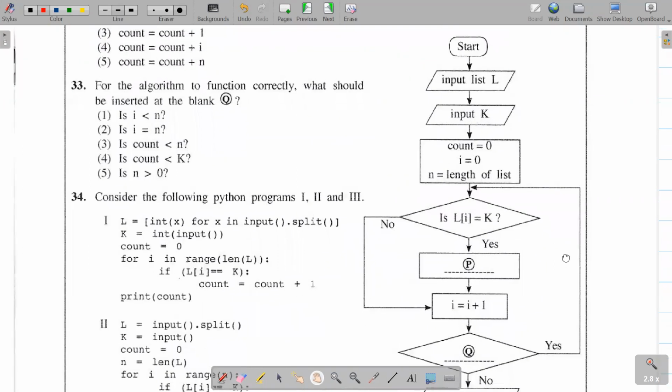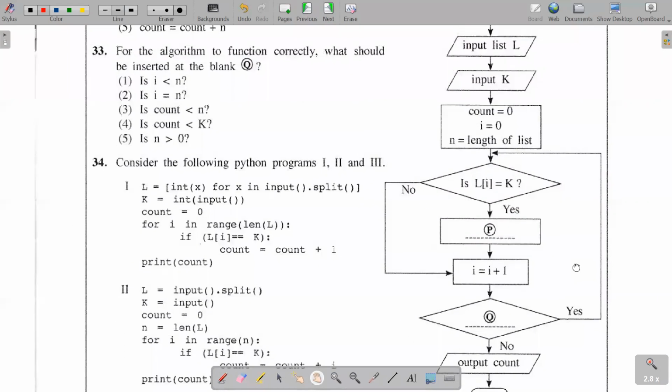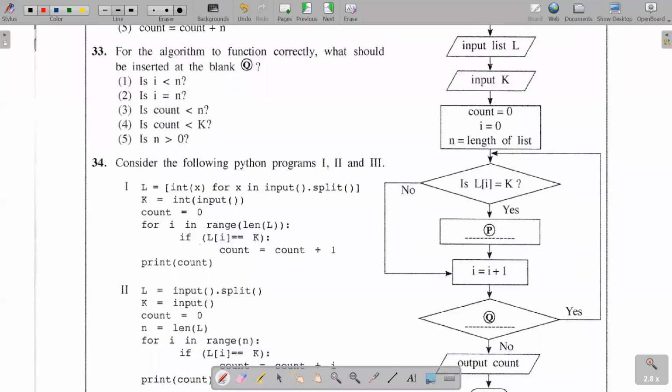Now, what's this all about? Why is this flow chart here? Now the question said it clearly.